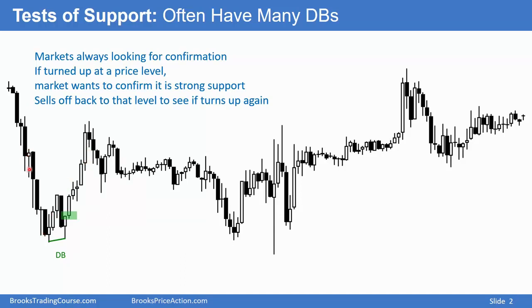The bears were selling all the way down. They're disappointed by this bar. We got a reversal up. Some of the bears sold more here, and when they see these 2 strong bull bars and 3 consecutive bull bars, they decide that maybe the market is going to pull back more.